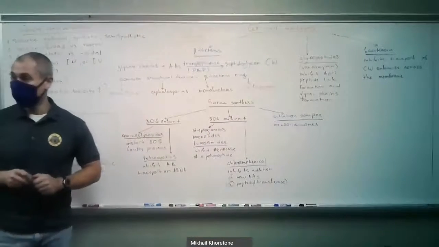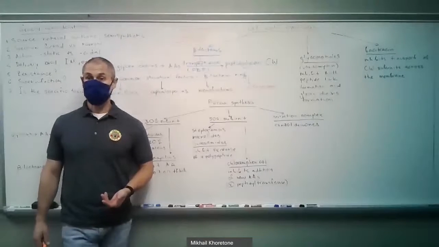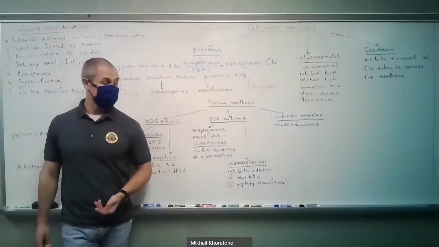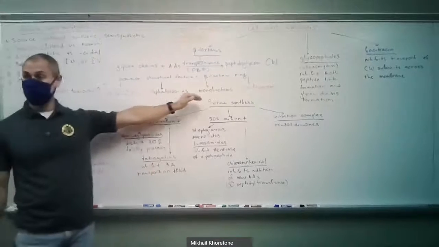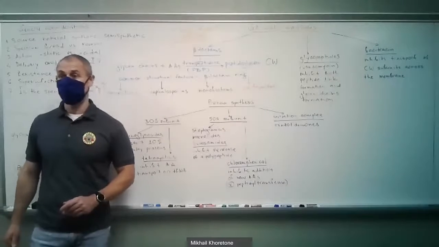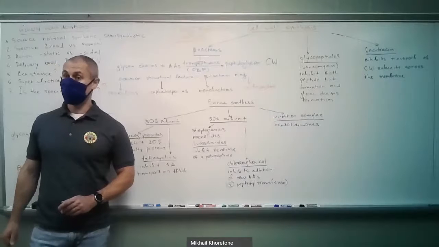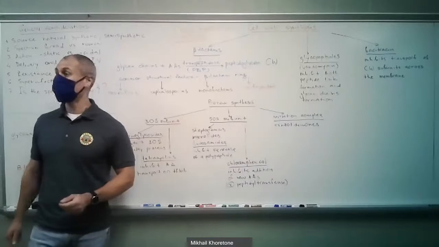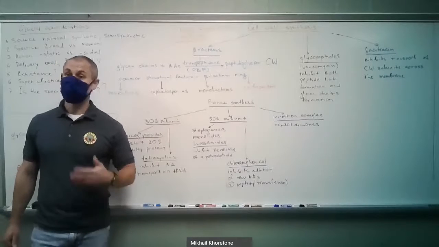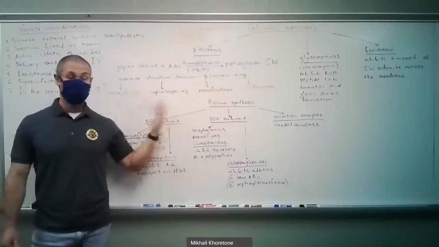Now, remember that bacterial ribosomes are 70S ribosomes, and human ribosomes are 80S. Based on this information, what do you think about the specific toxicity of inhibitors of protein synthesis? Is it going to be high or low? If human ribosome is 80S and bacterial is 70S, in other words, human ribosome is different from bacterial. What do you think about specific toxicity of those?